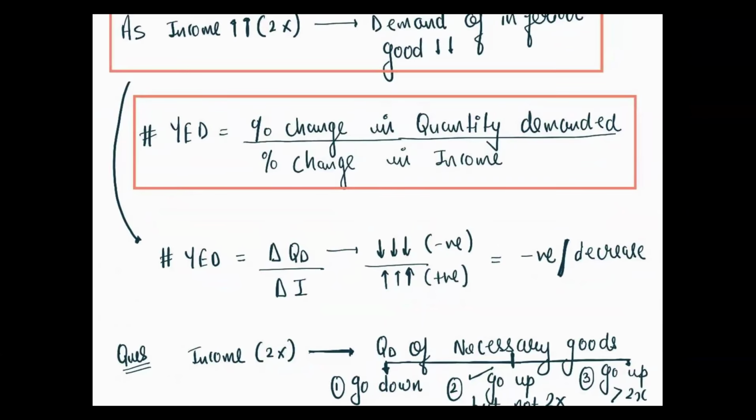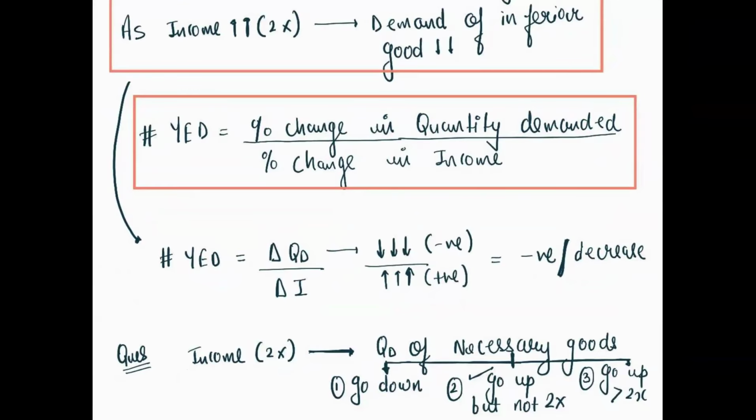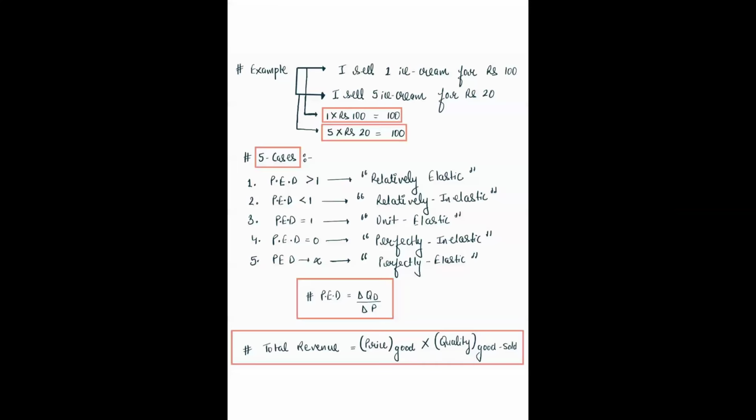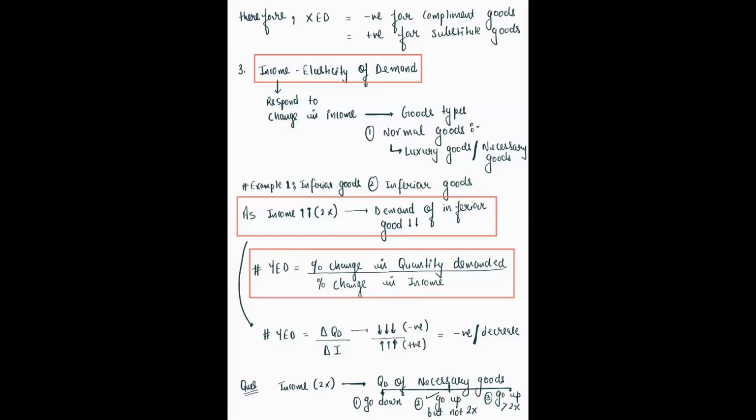Now, for necessary good, if you will think about, if your income is 2x, what happened to necessary goods? Go down, ठीक है? Go up to 2x या go up 2x. Think about necessary goods. What will be the formula of price elasticity? What will be the formula of, wait a minute.